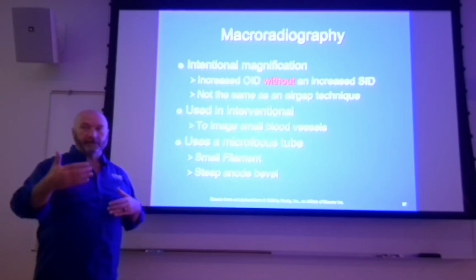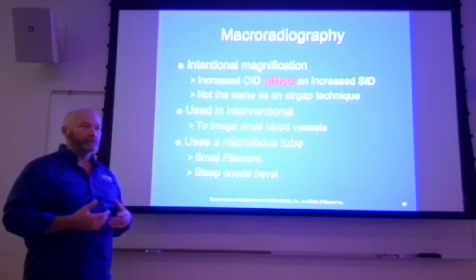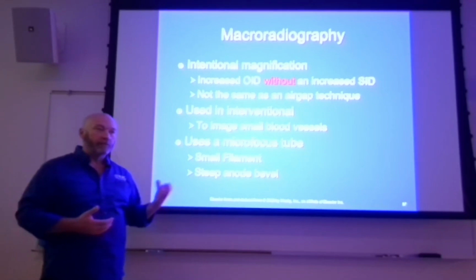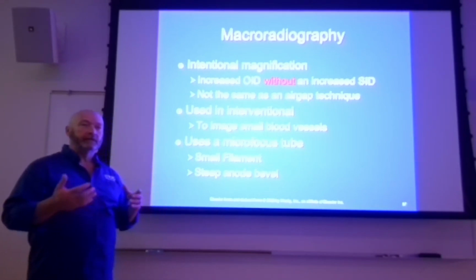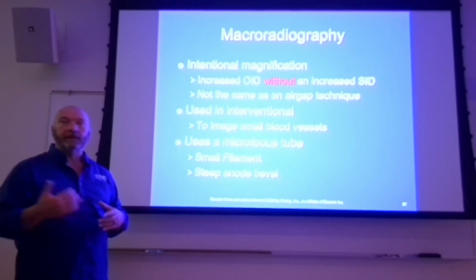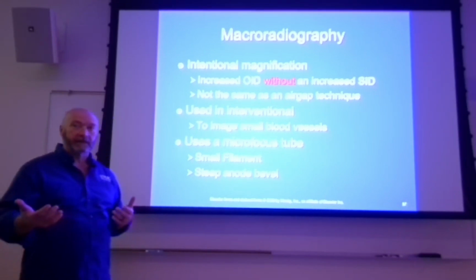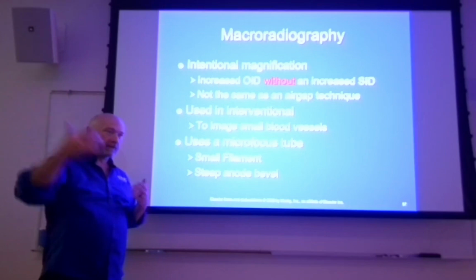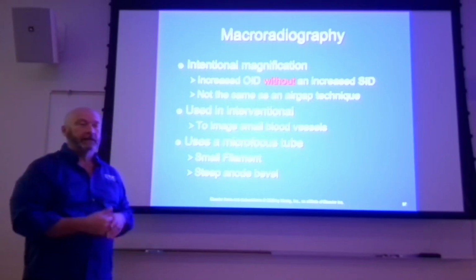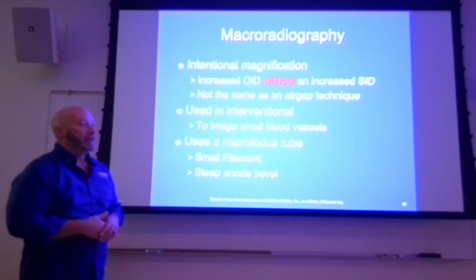You can't increase SID if you're using a C-arm setup. If you're using a U-arm setup, which is a totally different thing, then you might be able to, but with a C-arm setup, you cannot increase SID, right? You can't expand the C. You just can't. So they use fractional focal spot.